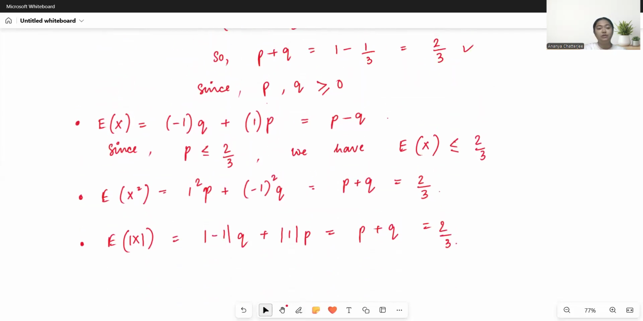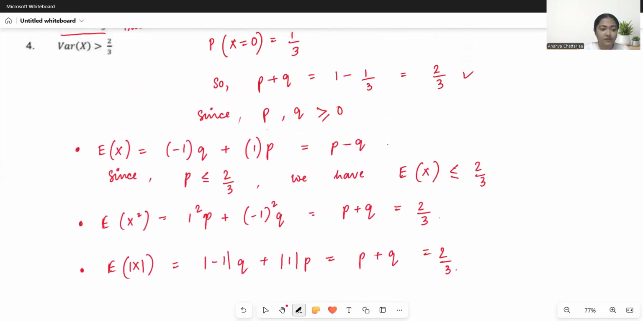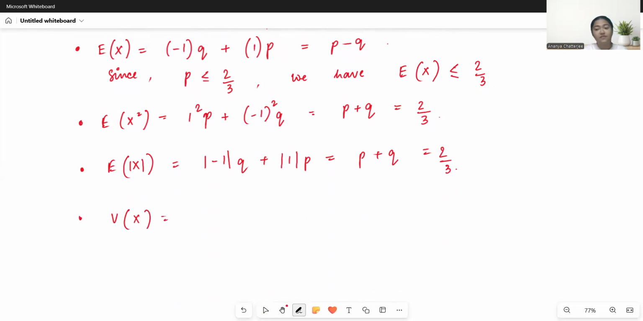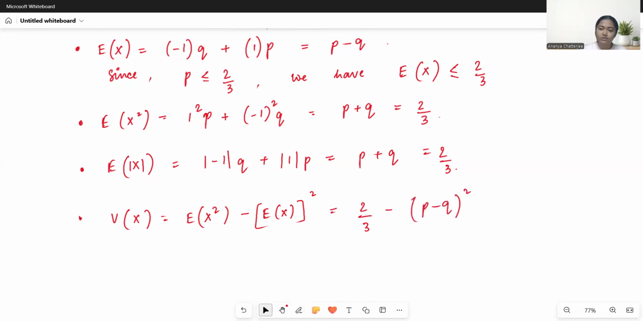Now we compute the variance. It is given variance of x is greater than 2 by 3. Okay, let us find the variance of x. The formula for variance of x is expectation of x square minus expectation of x, this whole square. Now we have both the values, that is 2 by 3 minus (p minus q) whole square, correct? This is again less than or equal to 2 by 3, right?